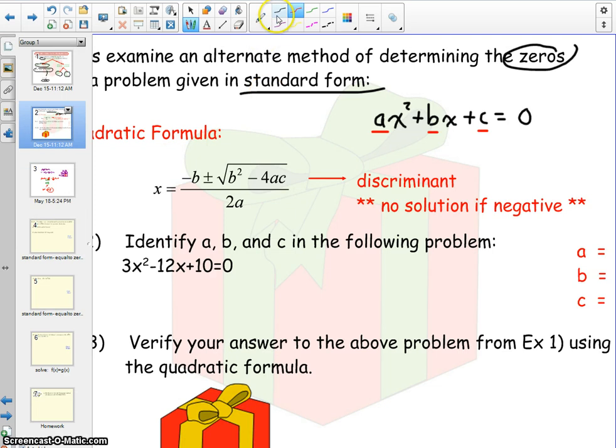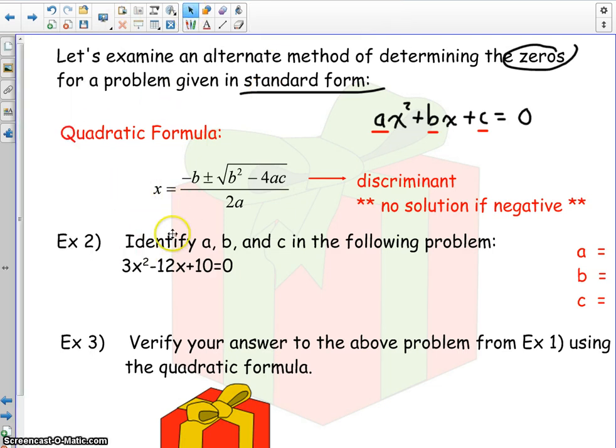So again, now we have this formula to find the zeros. Let's try and apply that to the equation that we did at the end of the last lesson. If you have 3x squared minus 12x plus 10, the values of a, b, and c in the equation come from the coefficients in standard form. So I have my 3, my negative 12, and my 10. Those will be my a, b, and c values that I put in the quadratic formula.